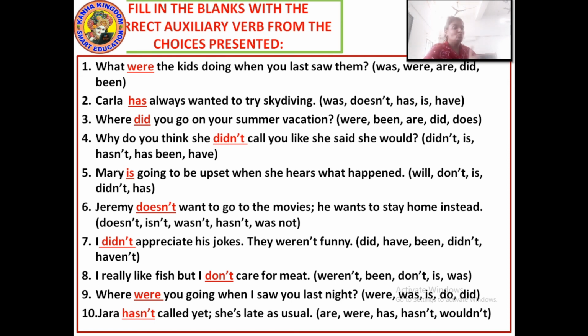You is in a plural form, and last night means the sentence is in a past tense, so we will use here were, because was is a past tense. Was is a past tense auxiliary verb, but it is used for singular subject. Here you means it is a plural subject, so we will use were here. Is is present tense, do is present tense, did cannot be used, so we will use were.